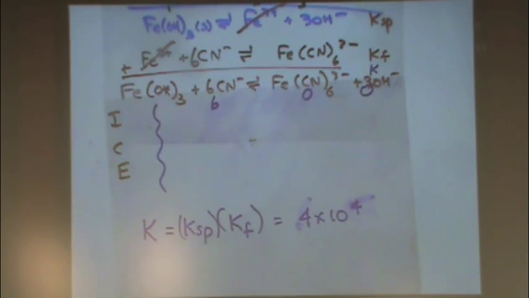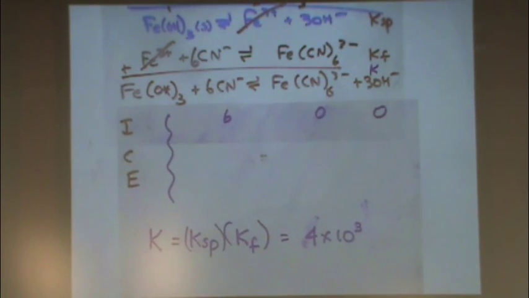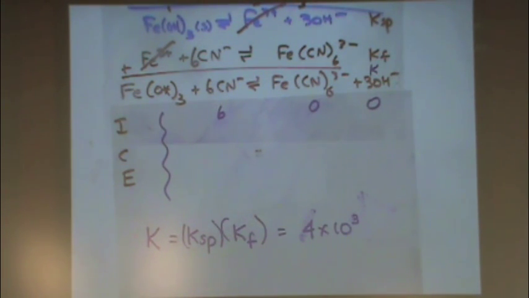It was 4 times 10 to the minus 38 times 1 times 10 to the 42. Does that not happen for everybody? You got 3? Okay. All right. Okay. So, can I continue with the problem as is? Okay.